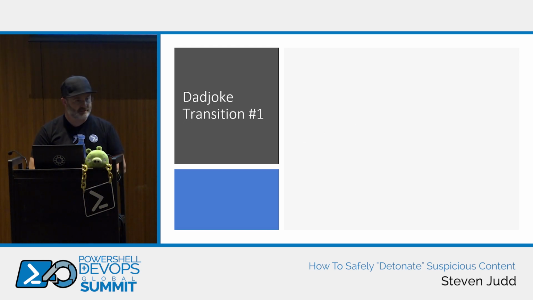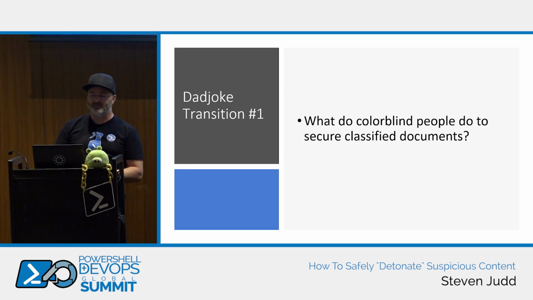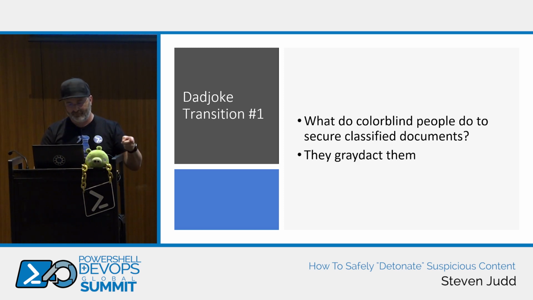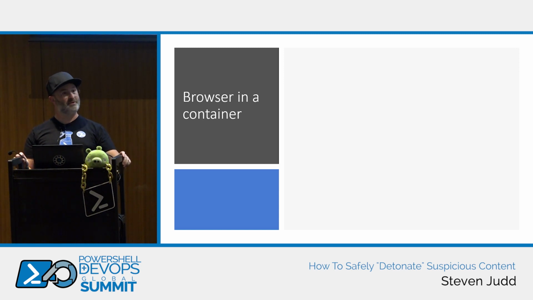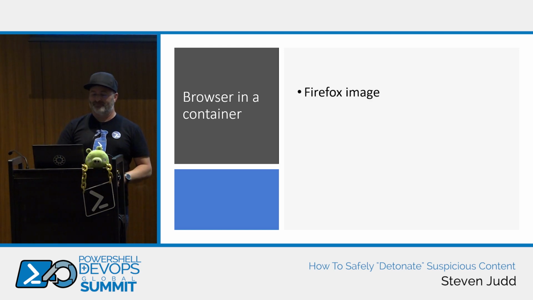But before we get to do everything, this is what you actually came for, the dad joke transition, number 1. What do colorblind people do to secure classified documents? They gradact them. Because, okay, I'm not going to explain it to you. Yes, you can have every dollar back if you leave right now. The question from the audience was, do we get our money back if we leave now? Thanks, Paula.